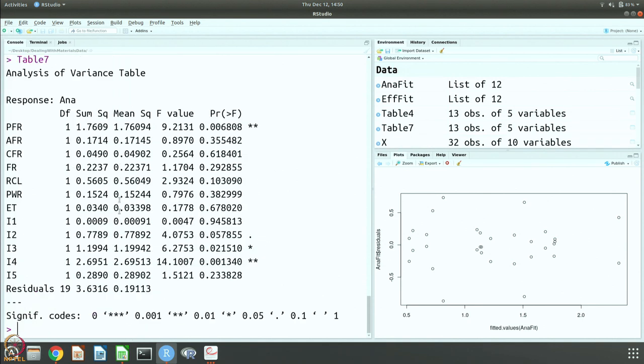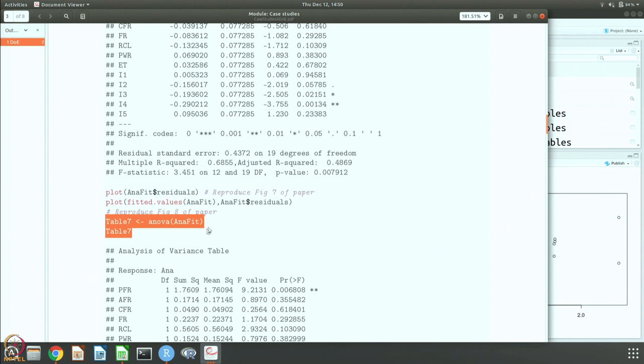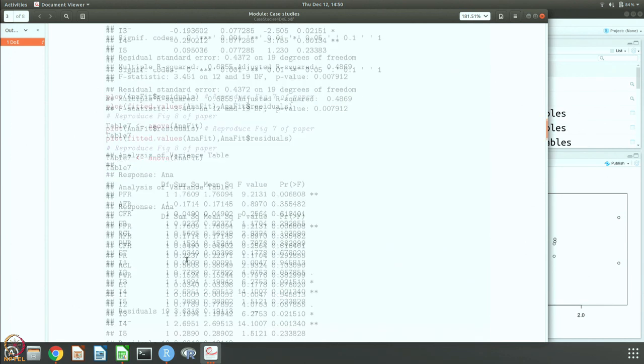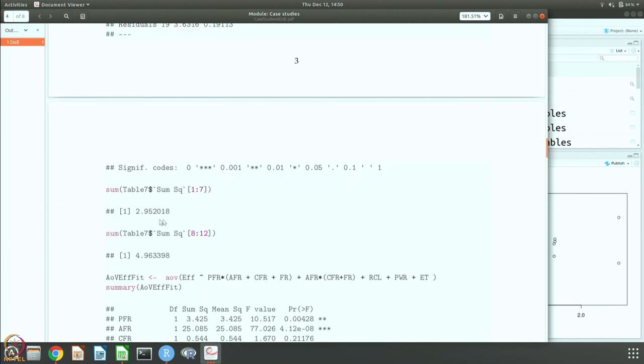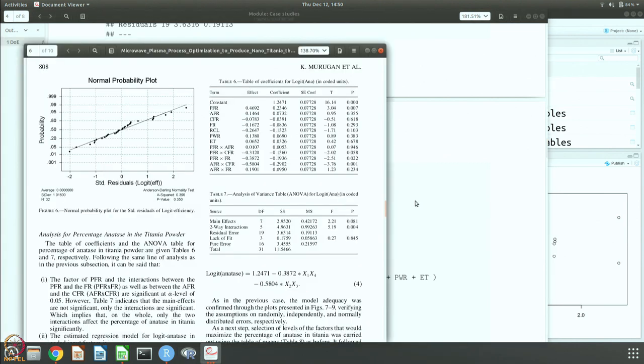So, you draw the same conclusions, and again you can just add up the sums of squares for these and add up the sums of squares for these, and you will get the numbers which are the same. So, we did, and you can add up. So, you will get 2.952 and 4.963, and you see that it is 2.952 and 4.963. So, that is the way you get.